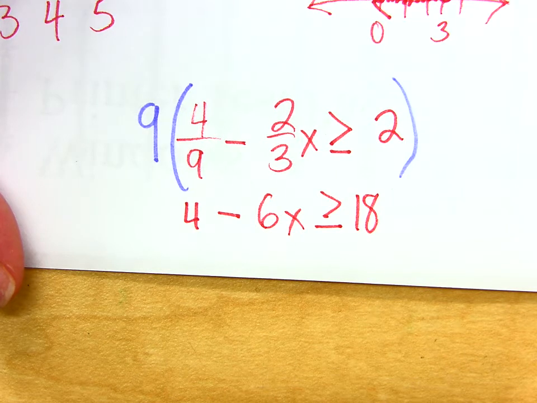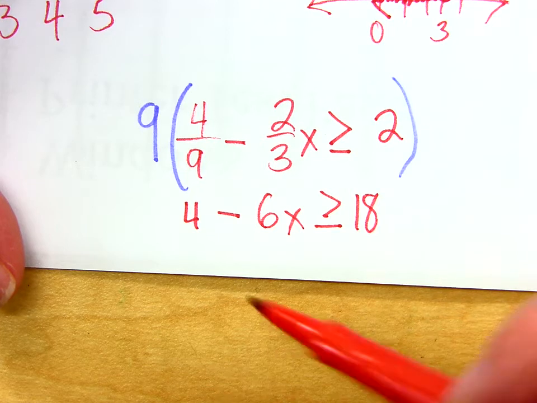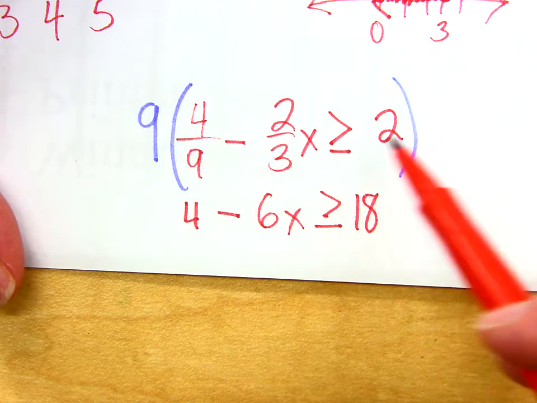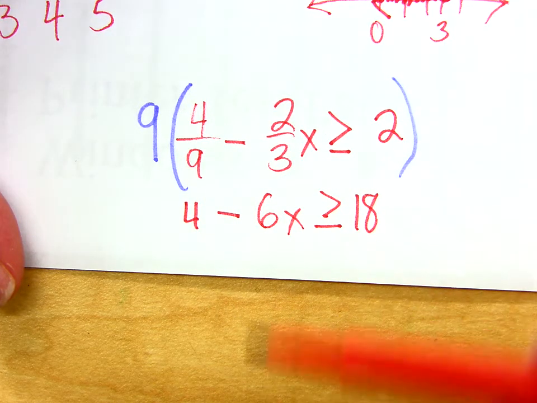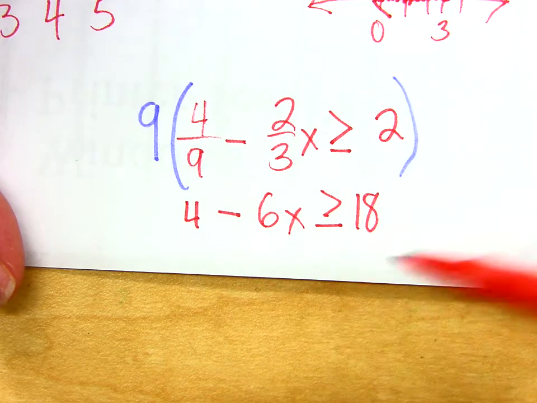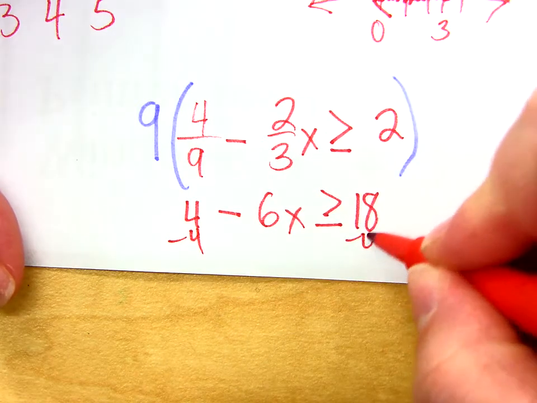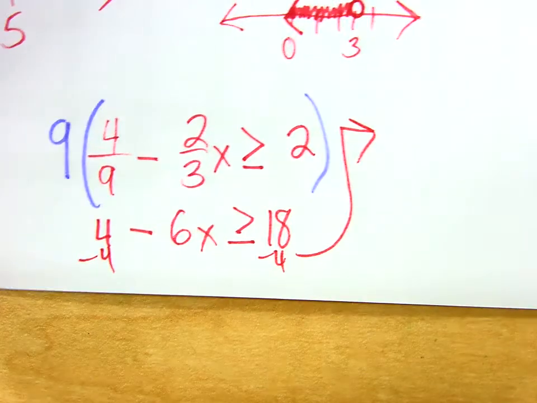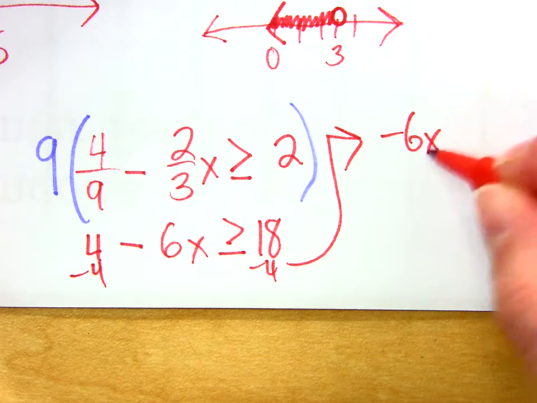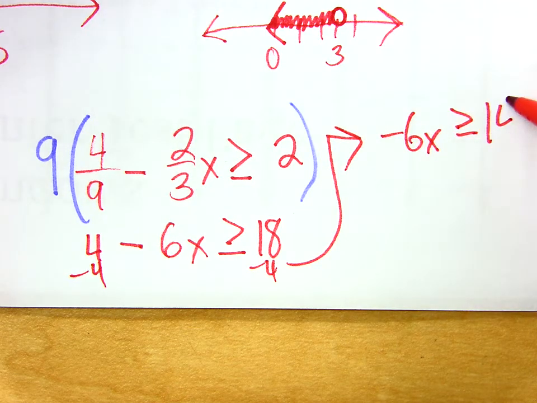Should I have flipped the symbol over? No, I didn't multiply by a negative number. If I had multiplied by a negative 9, I am doing it to both sides, so I would have flipped it over. But 9's positive, so I'm just going to leave it. And now I just solve like I normally do. Minus the 4, minus the 4. I'm going to go over here because I'm running out of room. So it's negative 6x greater than or equal to 14.